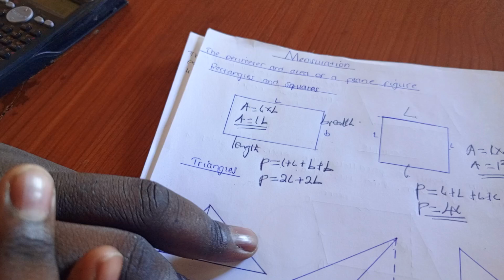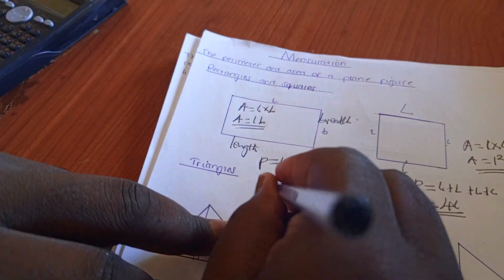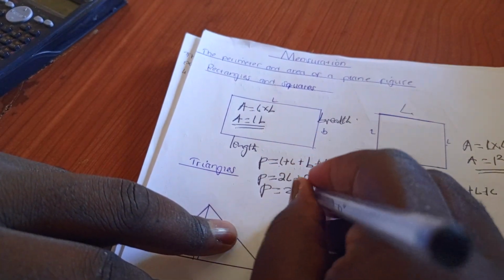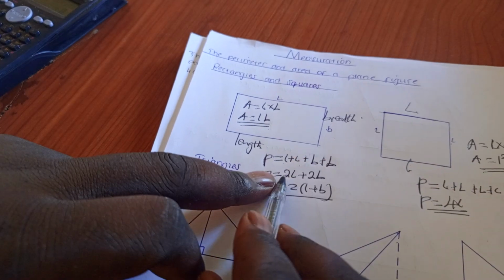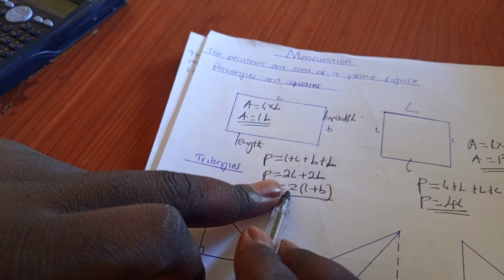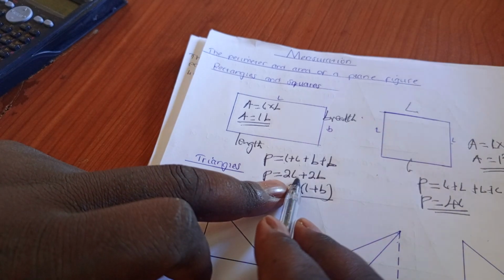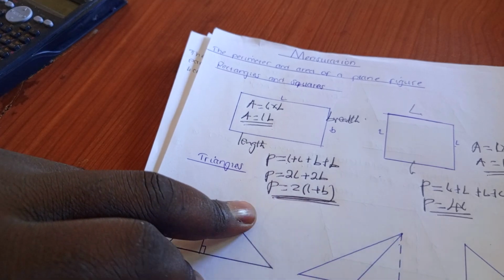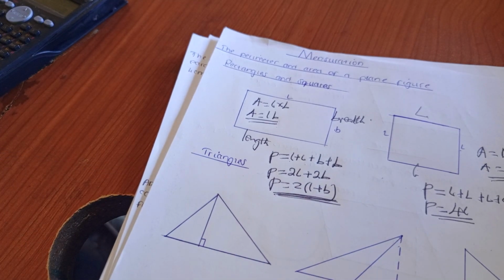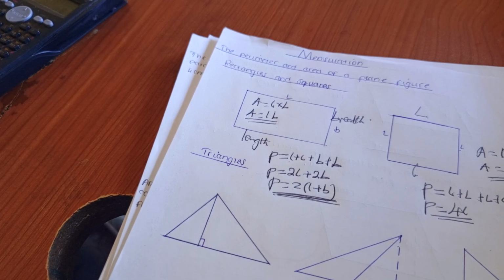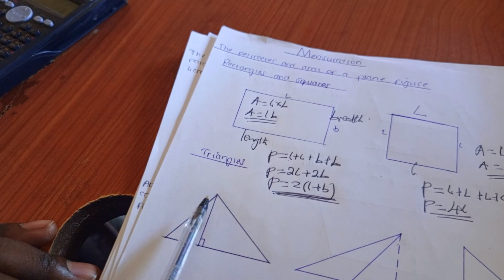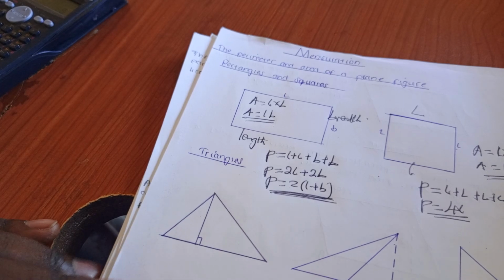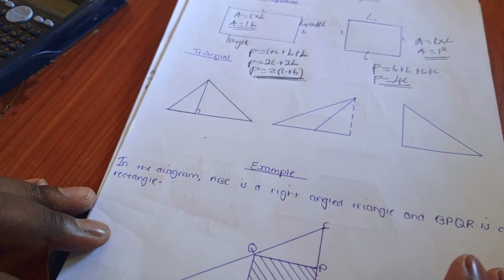Then from here you can factorize. So it means perimeter is equal to 2 open brackets L plus B. Since 2 is common, we put 2 outside the bracket, then we remain with L plus B. So this is the formula for the perimeter of the rectangle. Don't forget, for perimeter you add the distance around the given shape, then for area you multiply the sides. All together? Good.